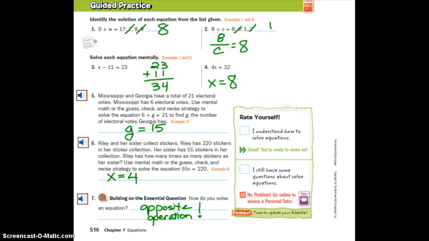Pause the video. Did you get the answers I did? By substituting in the solutions, number 1, I got 8. Number 2, I got 1. Number 3, using mental math, I did addition in reverse and got 34. In number 4, I divided, got 8. Number 5, 15. And number 6, 4. So basically what I'm doing is the opposite operation to solve these problems.